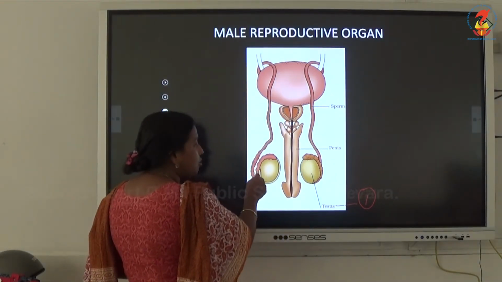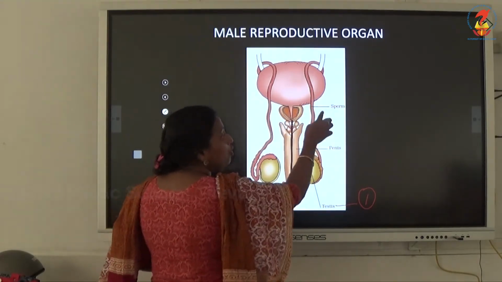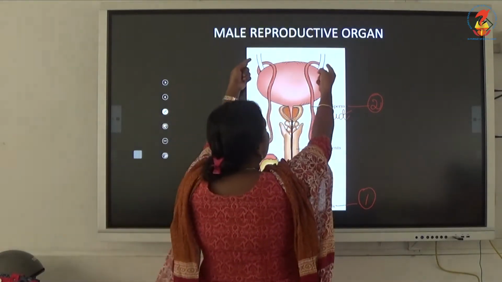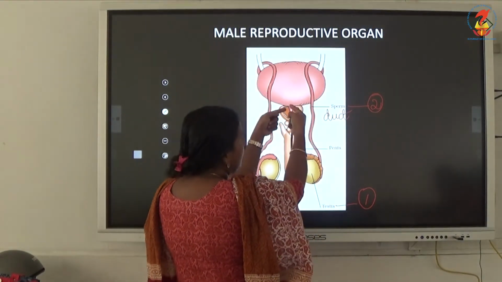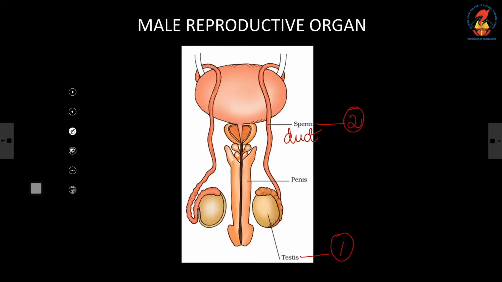Starting from the testis, can you see a small tube? See, here also you can see a small tube, isn't it? You call this tube the sperm duct. So, this is the second part of the male reproductive system. The sperm duct will come and fuse with another tube, and this tube will be continuing through the penis, and penis is the third part of the male reproductive system.